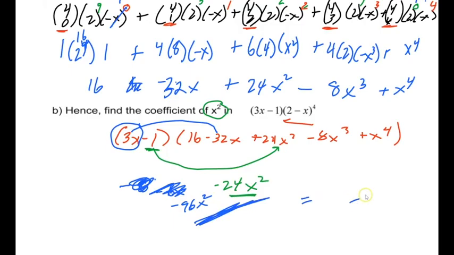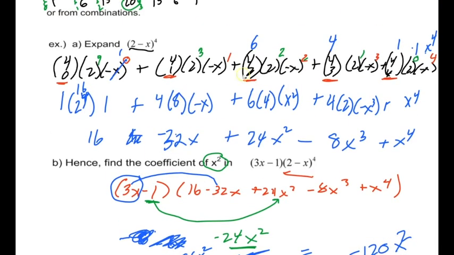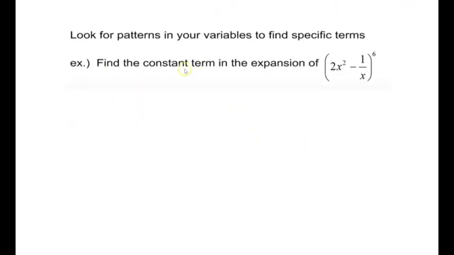0, 1, negative 120x squared. That's the answer. So that's a more complicated version of binomial coefficient stuff. But another version of this: let's find the constant term.